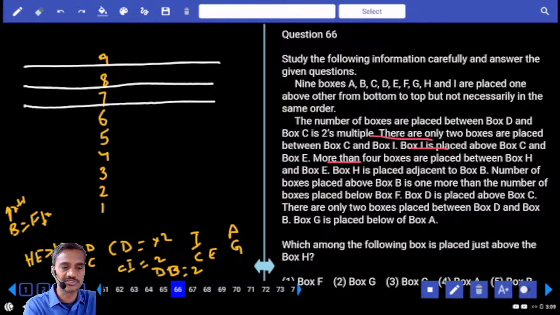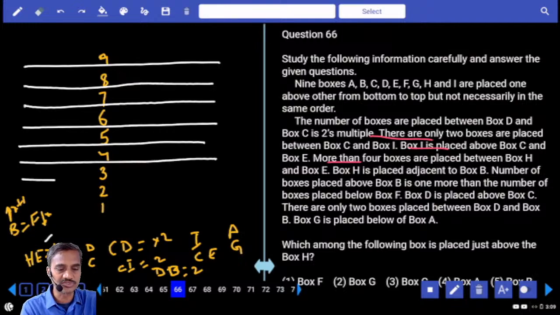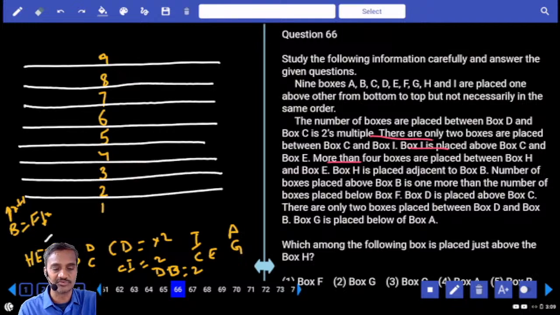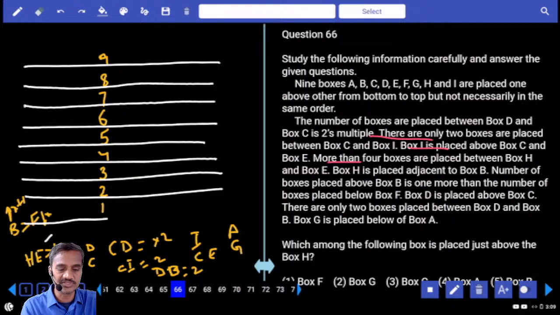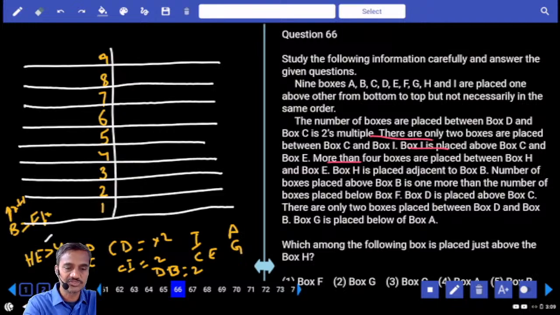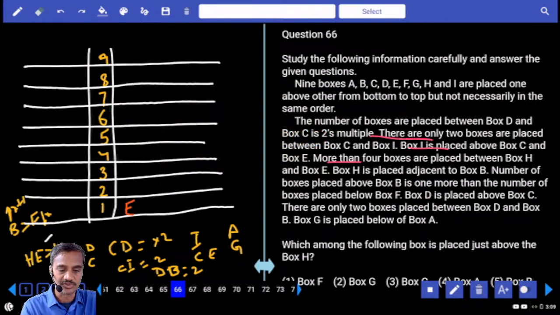Shall we start with E? Because between H and E, more than 4 means a minimum of 5 boxes should be there, and 5 plus those 2 boxes, altogether 7, will be covered. So let us start with E. If E is here, and between E and H there are more than 4, minimum 5 boxes, 1, 2, 3, 4, 5, then H can be here. This is one possibility.